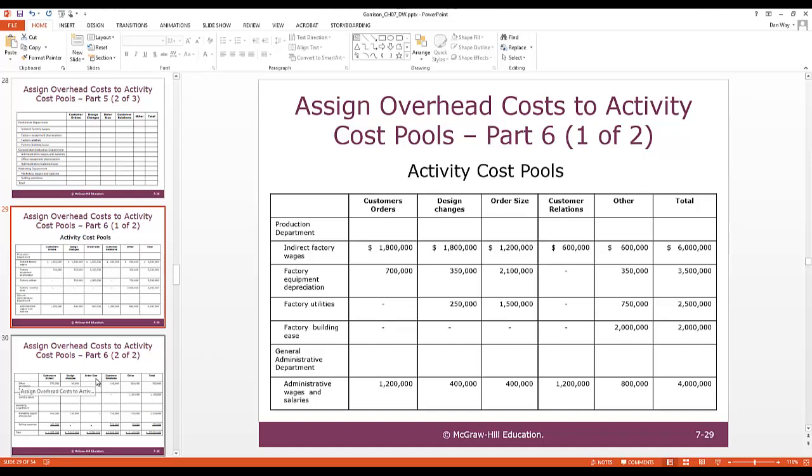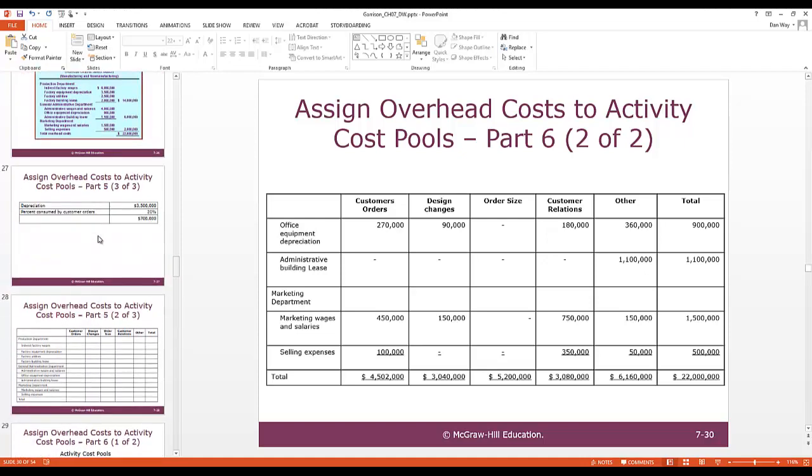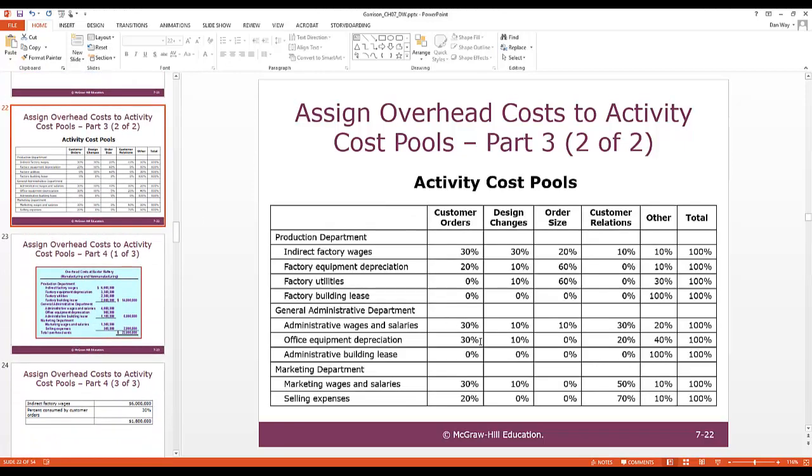When we fill all those in, there's a lot of tedium, so we'll skip that for now. The customer orders cost pool ended up with a little over $4.5 million in costs. The design changes cost pool ended up with a little over $3 million, and so on down the line for our other cost pools. So to recap real quick, our 2 steps so far are: 1, to determine what our cost pools are first and the activity measure we're going to use to allocate costs from them. Then we need to allocate our costs to those cost pools based on that allocation matrix we put together, that I'll back up to real quick here.